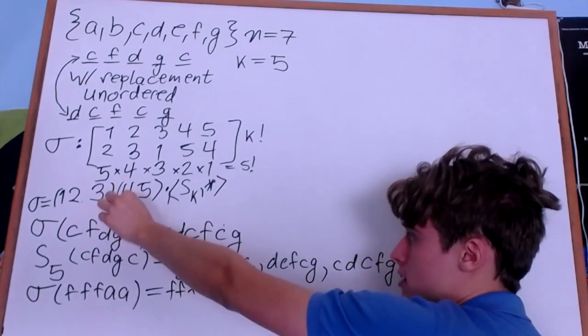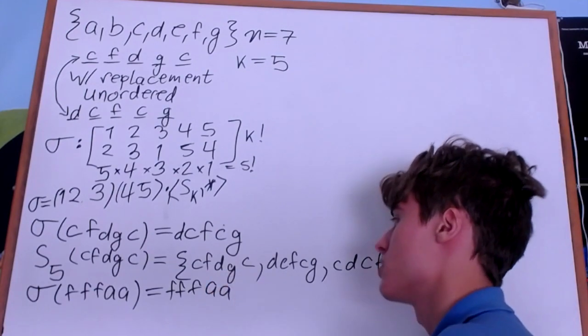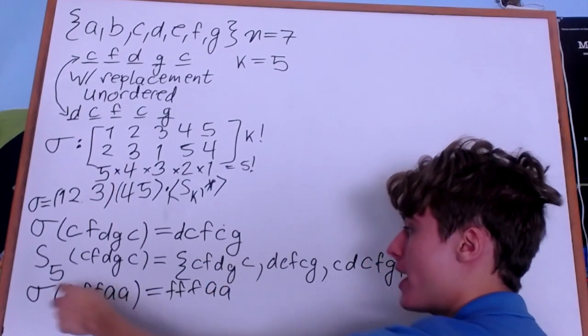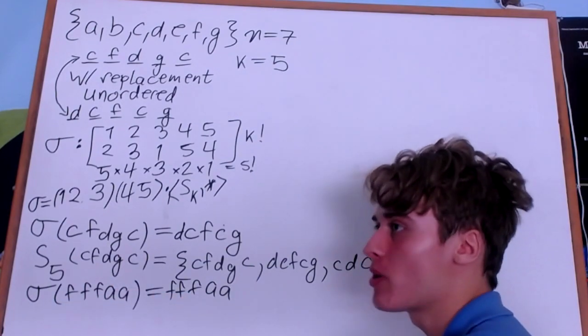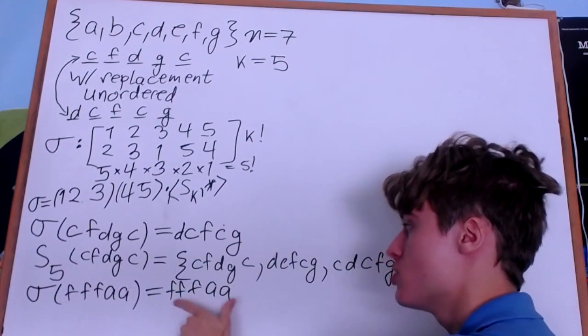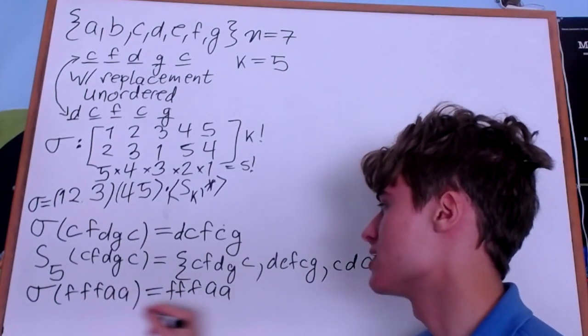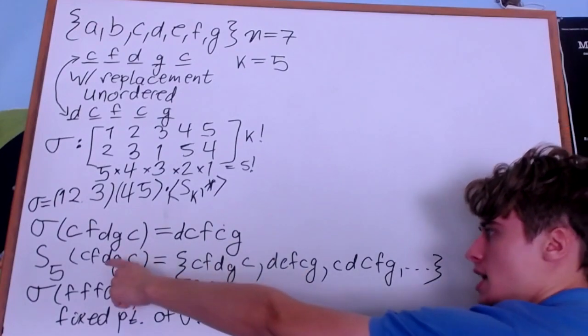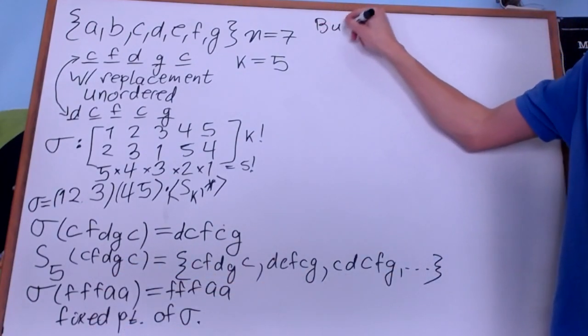Same thing with this. Symbol in the 4th spot goes to the 5th spot, 5th spot goes to the 4th spot. Those were both A. I applied the sigma to a string, but it didn't change anything. This rearrangement didn't do anything to this example of a string. And so this string is known as a fixed point of sigma. So how are these orbits and these fixed points related? Well, it's by something called Burnside's lemma.